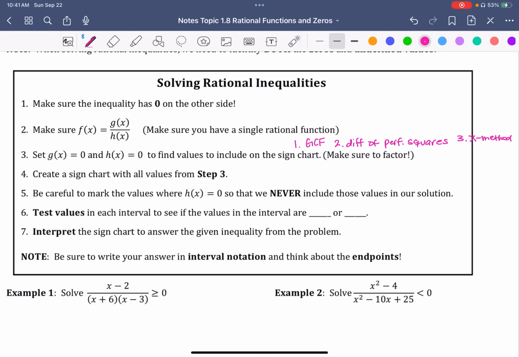You're going to test values in each interval to see if the values in the interval are positive or negative. If they're positive, you're greater than 0. If they're negative, you're less than 0. And then you're going to interpret the sign chart to answer the given inequality from the problem. Be sure to write your answers in interval notation and think about the endpoints.